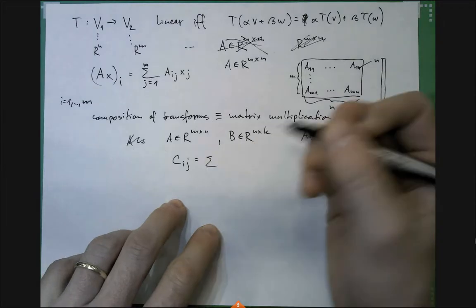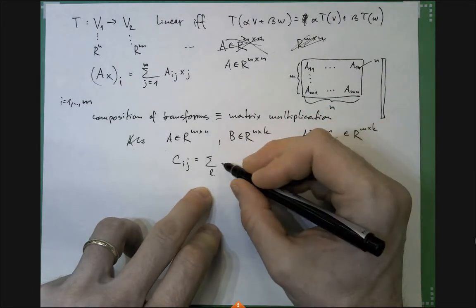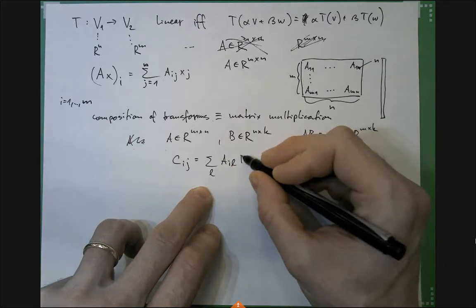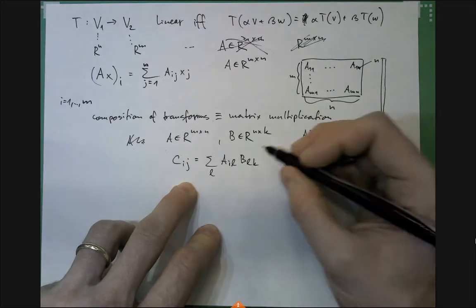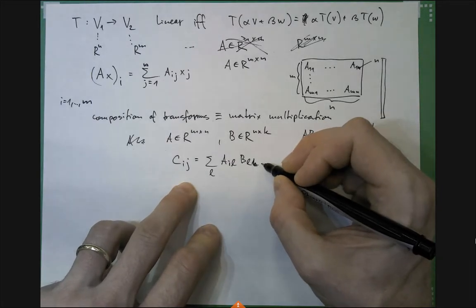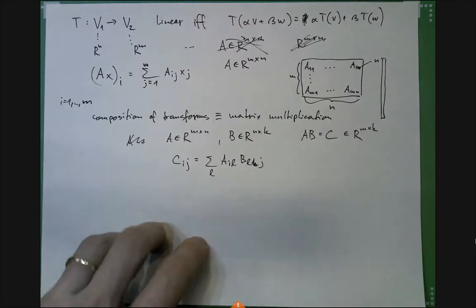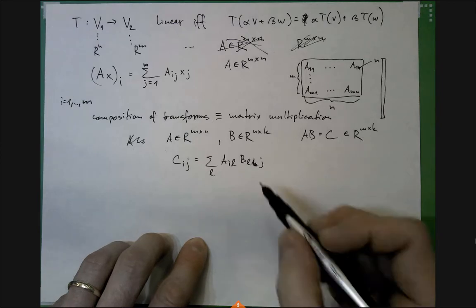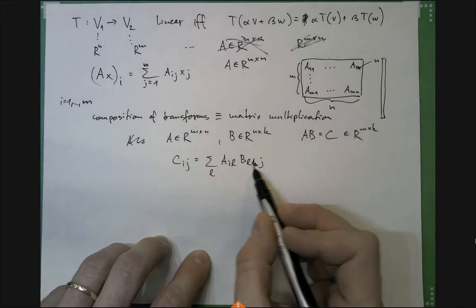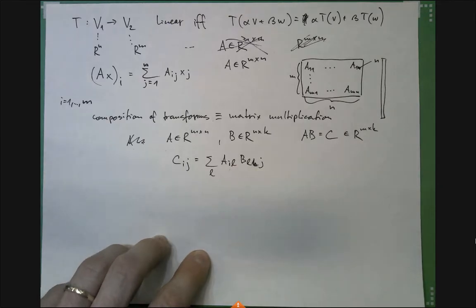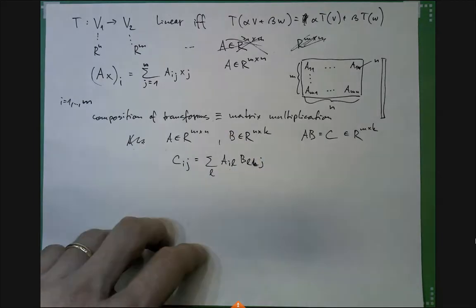So the main problem is always to get the indices right. So the formula looks like this. Oh, see, I again got it wrong, just to show you how easy it is to get it wrong. So this is A_IL times B_LJ. So the thing you can remember is you sum over this shared middle index, which exactly corresponds to the fact that this N needs to match this N.